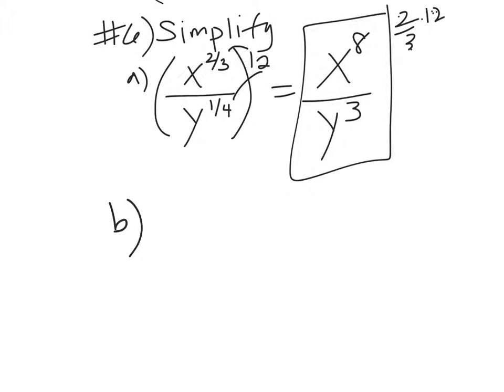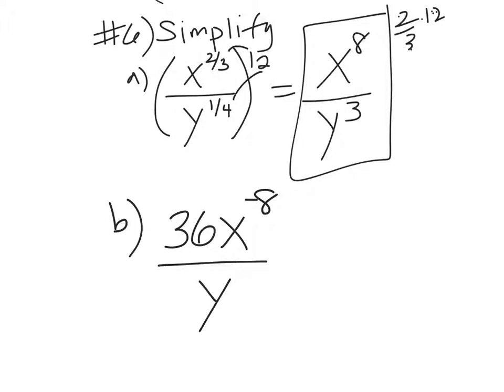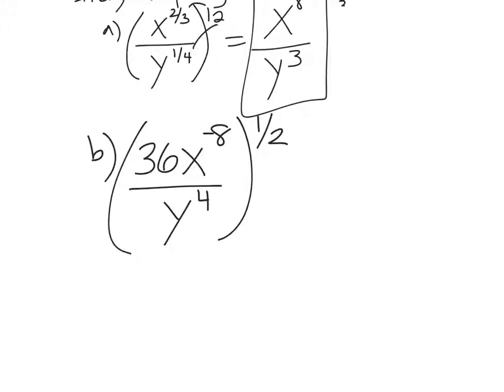Okay, let's do a bad one now. Let's do 36 x to the -8 over y to the 4th, and all of this is to the 1/2. Yes, this is a good one. Did you see there's 3 things here? We have a 36, we have an x to the -8th, and we have a y to the 4th. And they're all going to be raised to the 1/2 power. So let's do them all separately.